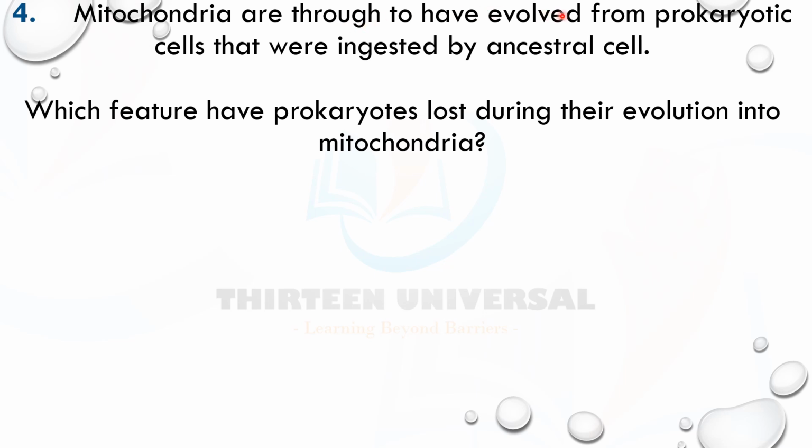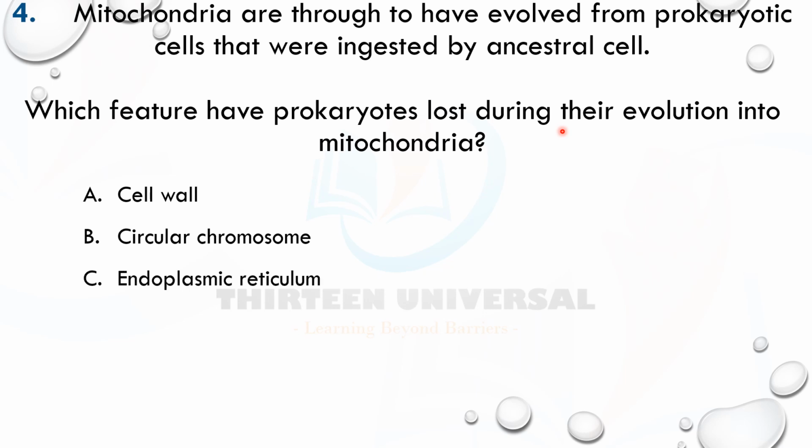Mitochondria are thought to have evolved from prokaryotic cells that were ingested by ancestral cells. This is the endosymbiont theory. Mitochondria were thought to be ancient prokaryotes that entered into a mutualistic relationship with the host cell. They ask which features have prokaryotes lost during their evolution into mitochondria. Did they lose a cell wall, circular chromosome or endoplasmic reticulum?